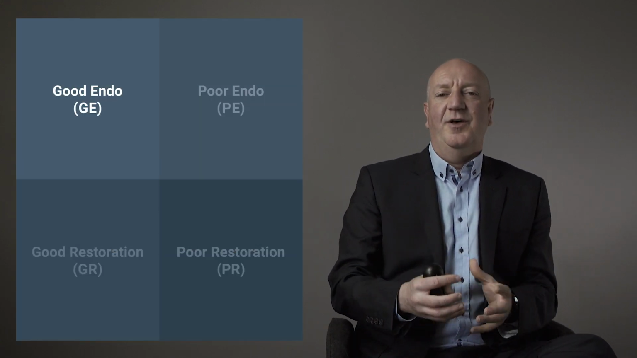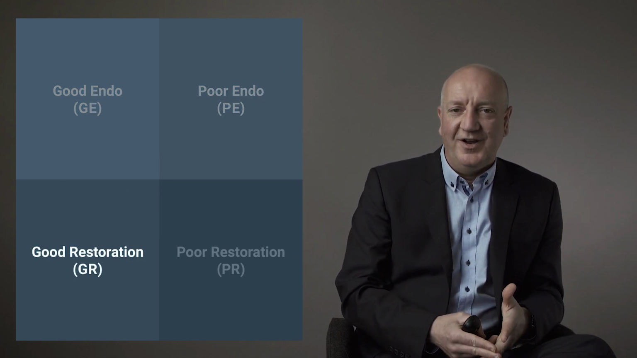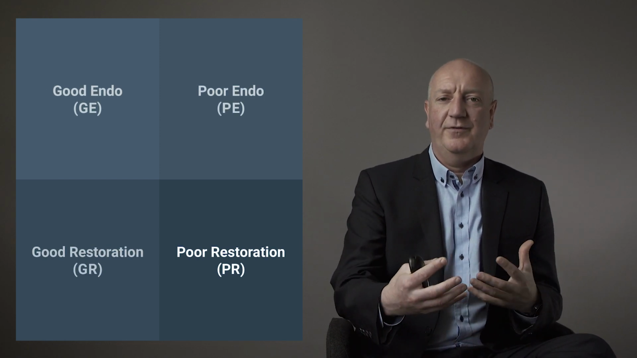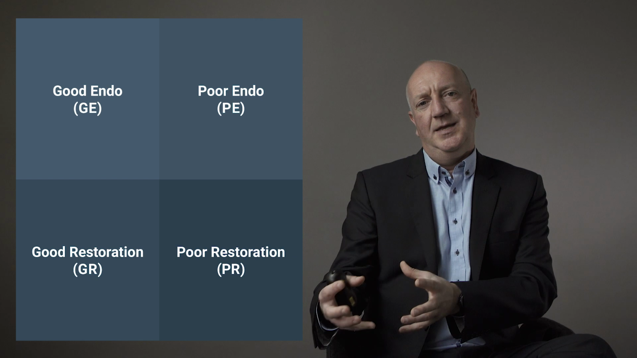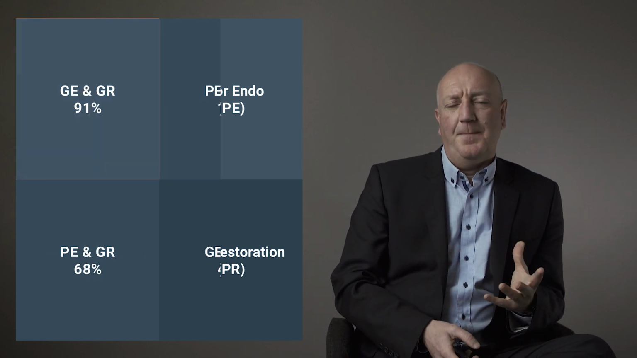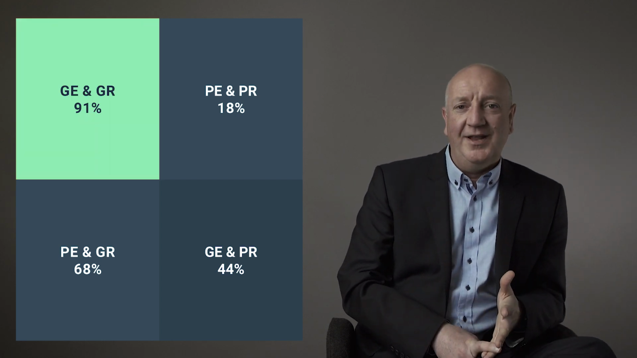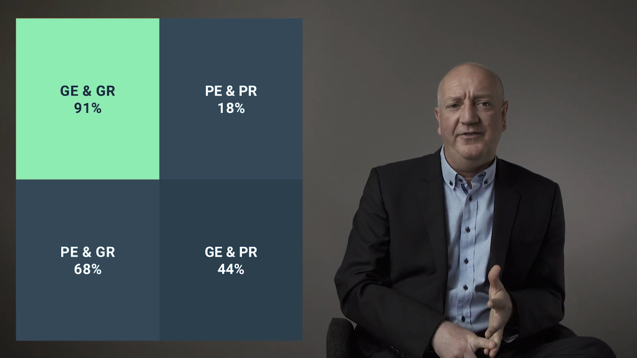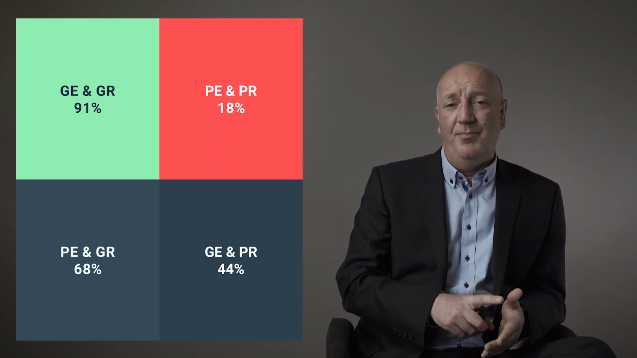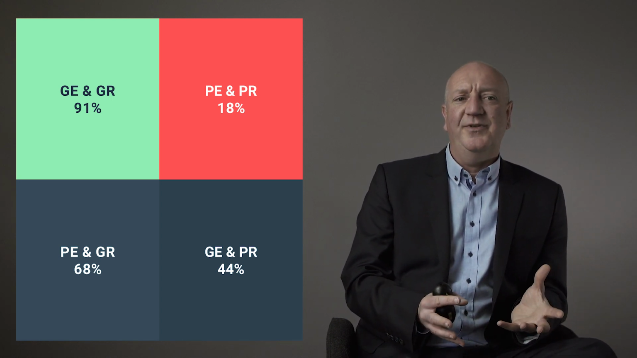They split teeth up into those that had a good endo, those that had a poor endo, those that had a good restoration, and those that had a poor restoration. And they compared those 4 factors with the outcome in terms of absence or presence of apical inflammation. Now, not surprisingly, those teeth that had a good endo and a good restoration had a very high success rate, up at 91%. Also, not surprisingly, those teeth that had a poor endo or a poor restoration were the ones that failed. They only had a success rate of around about 18%.